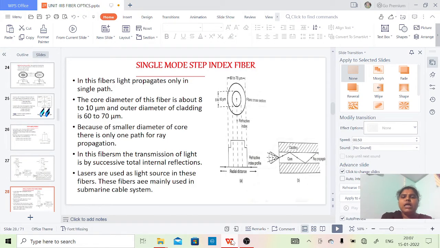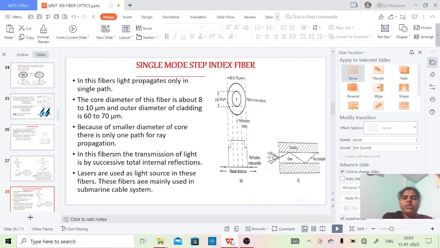And next, single mode step index fiber, let us see. In this fiber, light propagates only in a single path. The core diameter of this fiber is about 8 to 10 micrometers, and outer diameter of cladding is 60 to 70 micrometers. Because of the smaller diameter of core, there is only one path for the propagation, so that comes under single mode propagation. In this fiber, the transmission of light is by successive total internal reflections because there are no other ways to overlap.